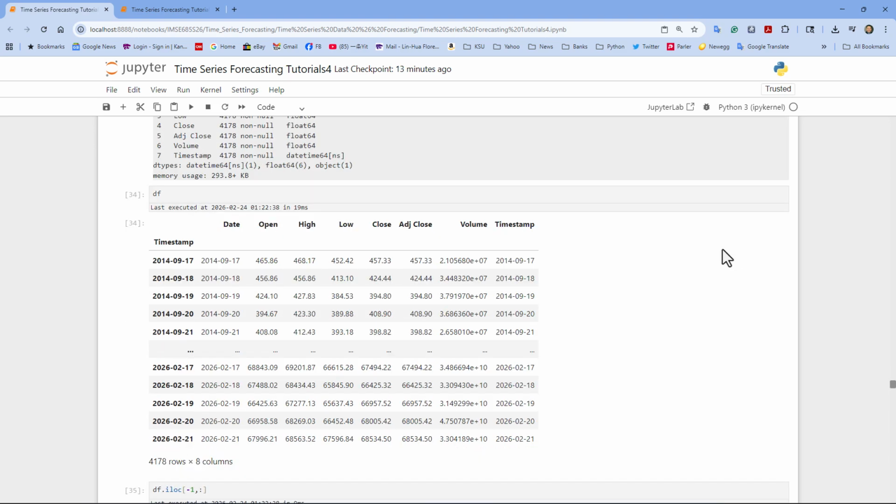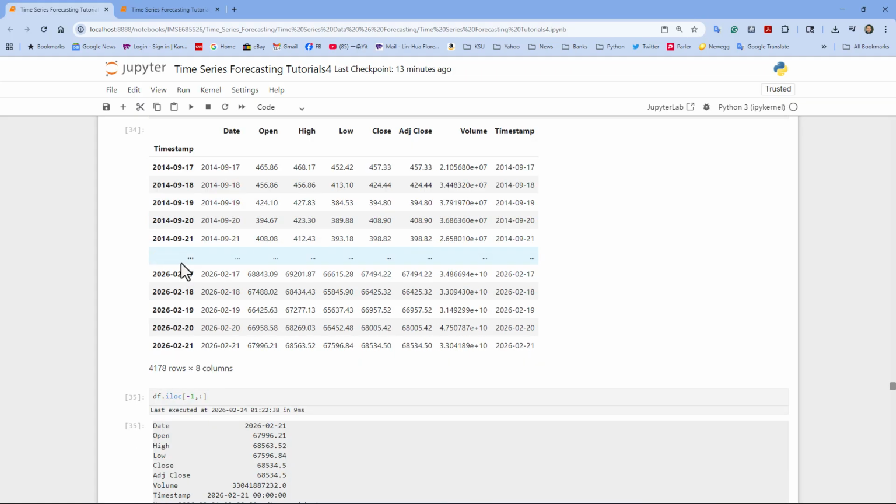So this is the data set we have, the raw data set for each day since 2014, September 17: day, open price, high price, low price, close, adjusted close, and so on, and the volume. And I'm using a timestamp, converting the day into a timestamp, and then converting it back into an index for that.